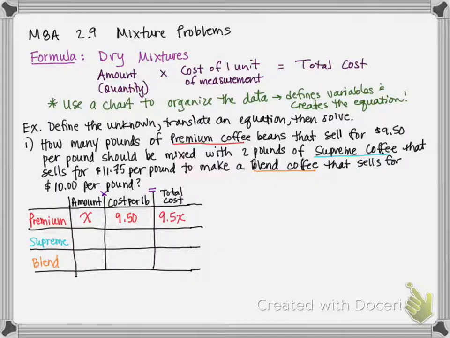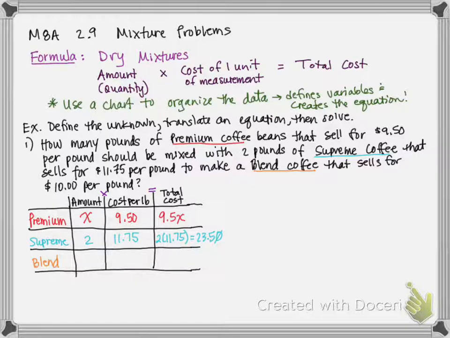Now, Supreme, it says how much of the premium should be mixed with 2 pounds of Supreme coffee that sells for $11.75. So that's going to give me 2 times $11.75. And if I multiplied that out, that would give me $23.50. Now, for our purposes, we can not include that zero when we're setting up our equation. And then we're going to talk about the blend.